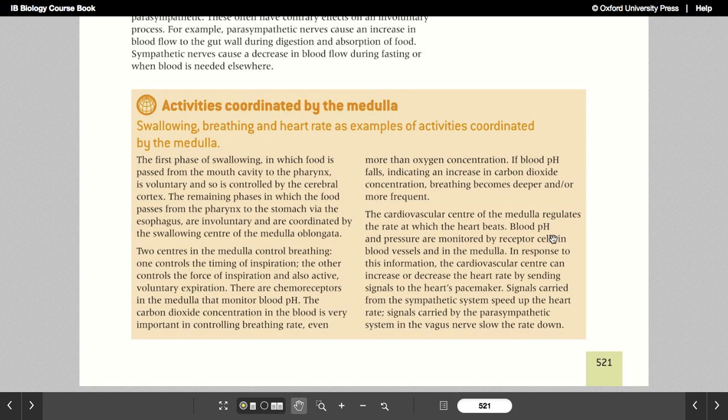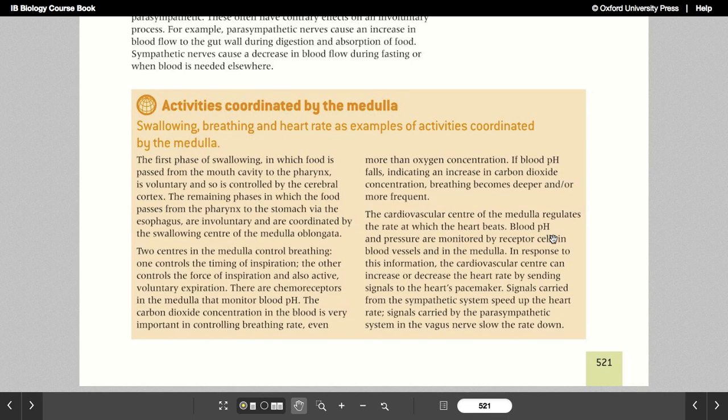So if you have acidic blood going past the medulla, that means it has lots of CO2. And what your medulla will cause you to do is increase your respiratory rate, so you breathe off more CO2. So that would be like hyperventilation. And then the opposite would happen if your blood is too basic.